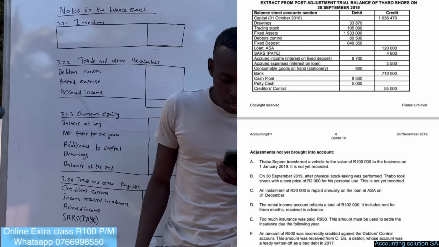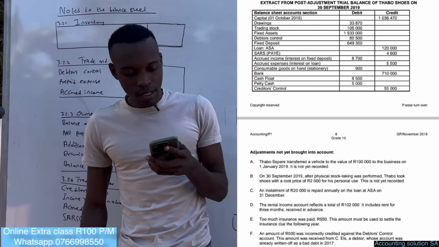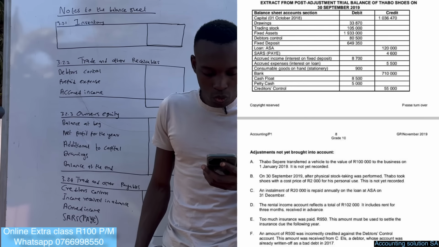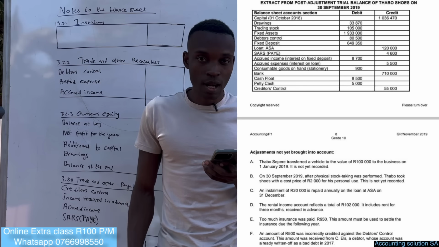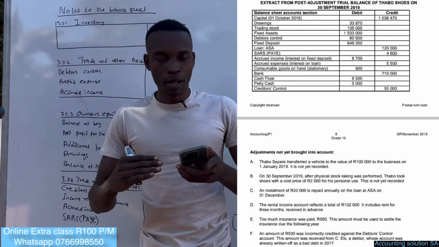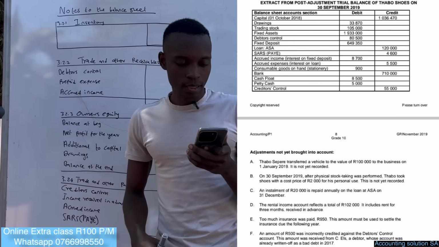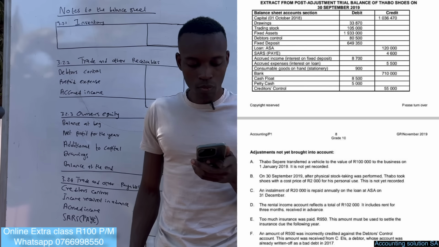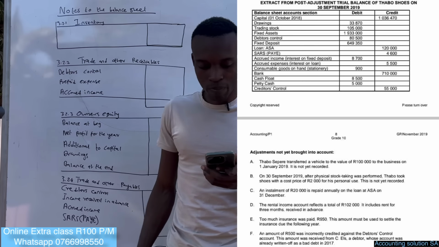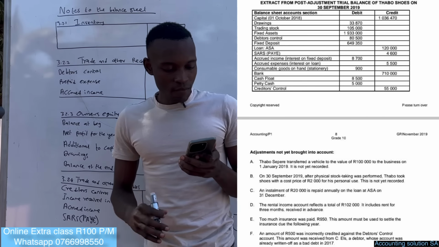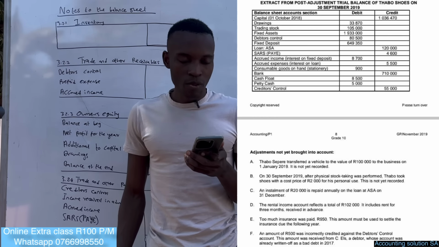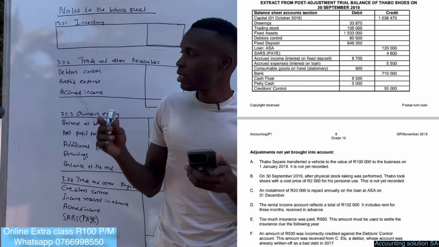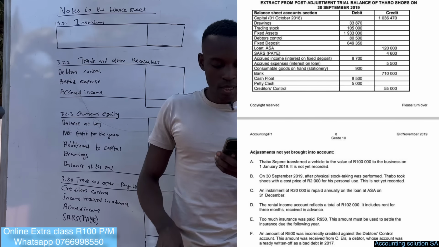Extract from the post-adjustment trial balance of Tabo Shoe on 30 September 2019. They give us a trial balance which contains a balance sheet account section. Now let's start with our notes. They give us capital, drawings, trading stock, fixed assets, debtors control, which means that we have the balances before we even read the adjustments.